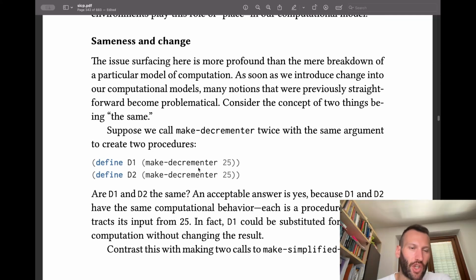Sameness and change. The issue surfacing here is more profound than the mere breakdown of a particular model of computation. As soon as we introduce change into our computational models, many notions that were previously straightforward become problematical. Consider the concept of two things being the same. Suppose we call make-decrementer twice with the same argument to create two procedures.